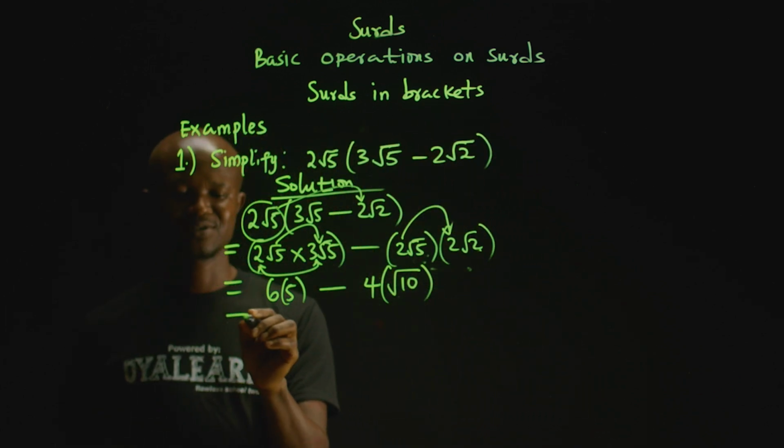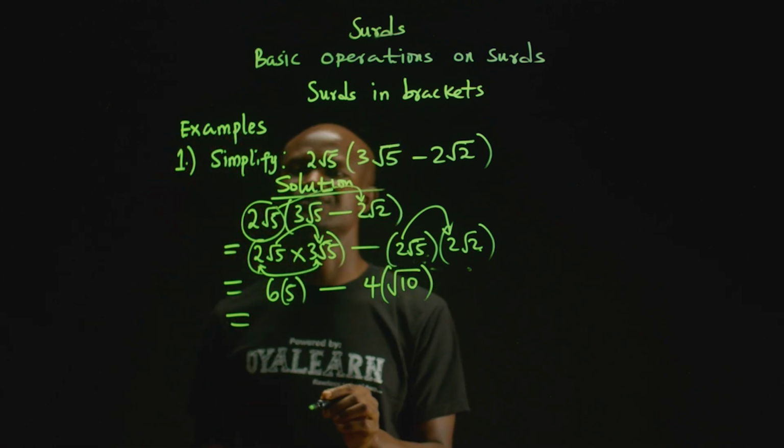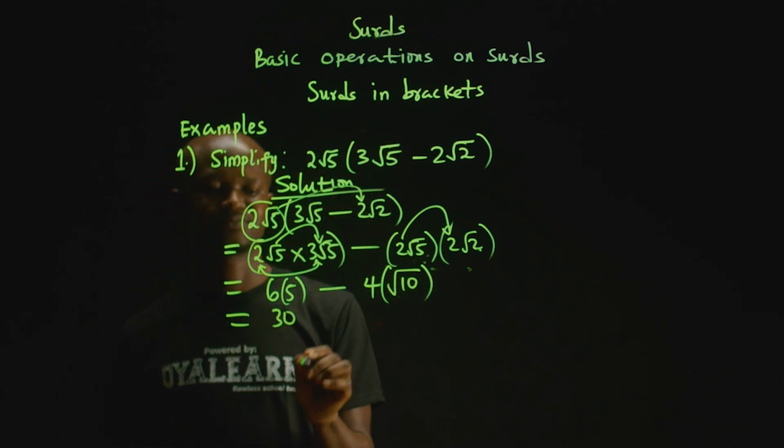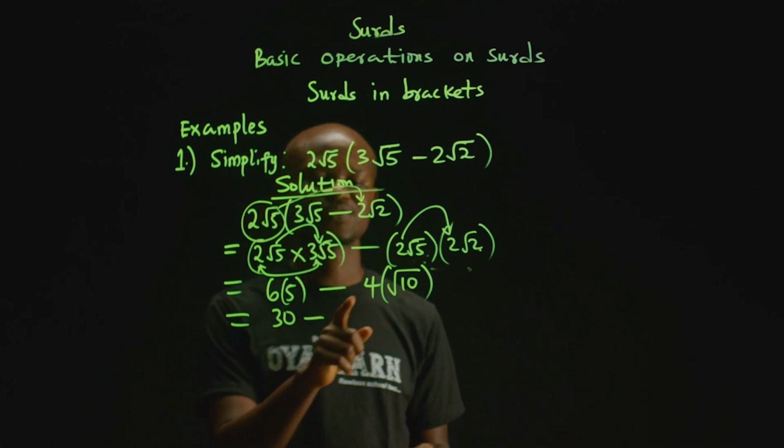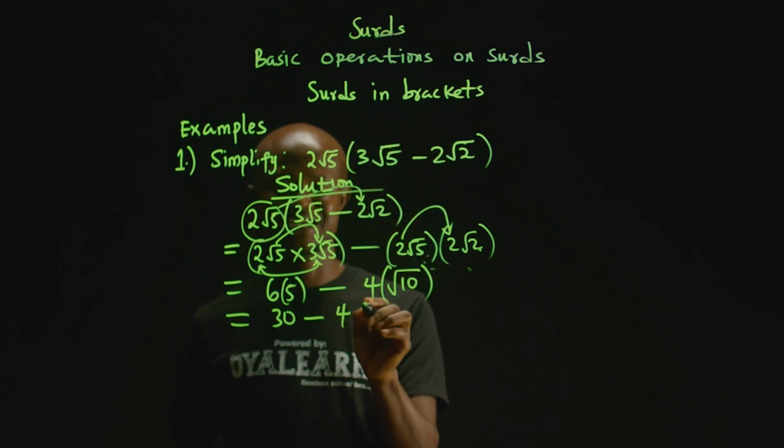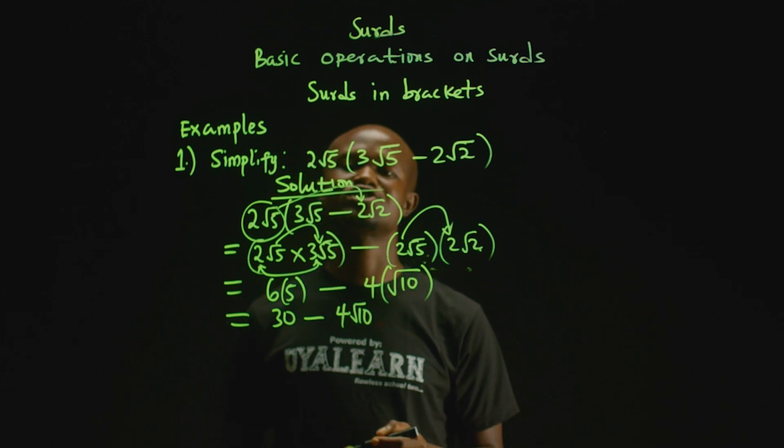So in this case, we are now having 6 times 5. That is what? 30. Then minus 4 root 10. That is the solution to the problem.